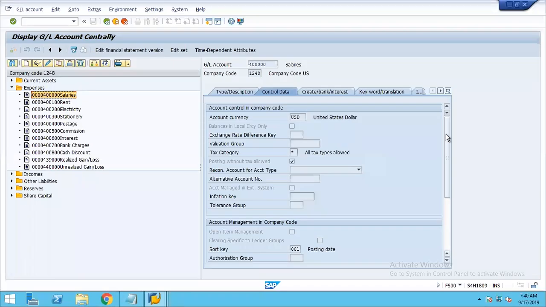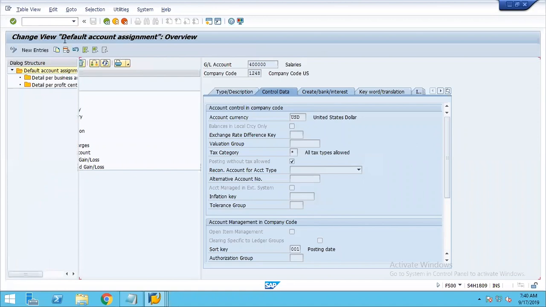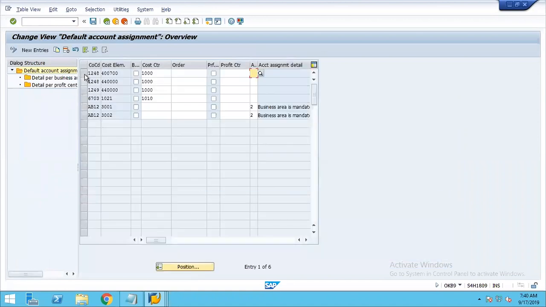That is not the right approach. In OKB9, you have an option to segregate by profit center or business area plant. Now, if I select it over here, I have an option, business area or plant. I can give one, for this plant, this is a cost center. I can keep that as well.